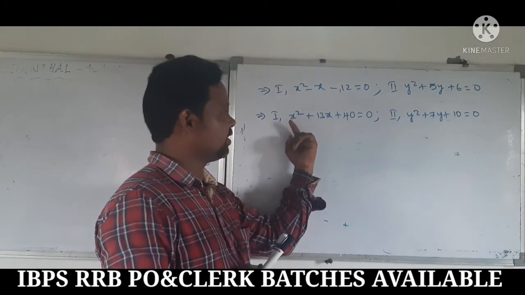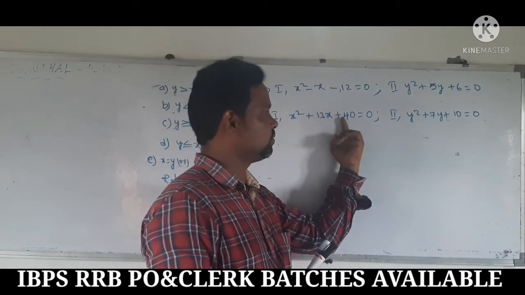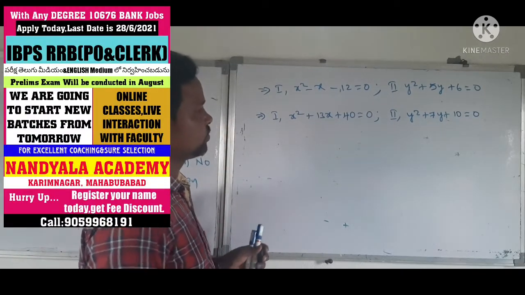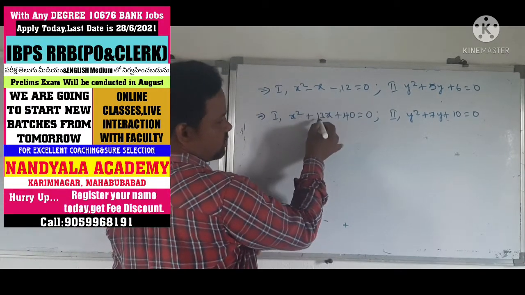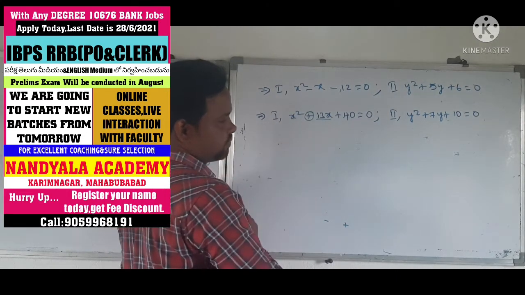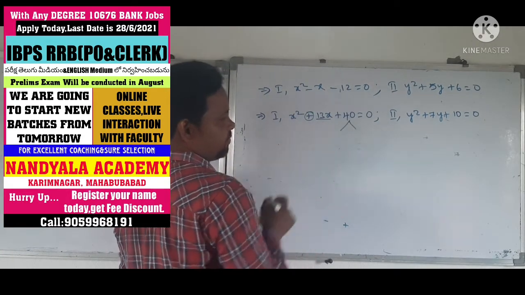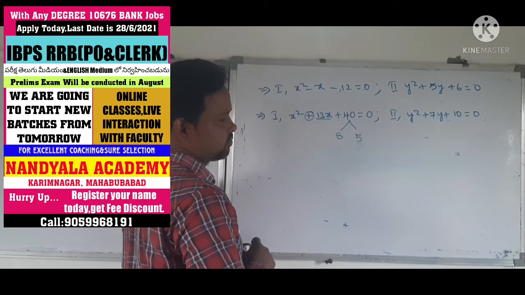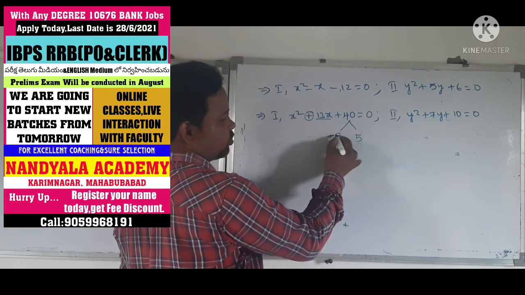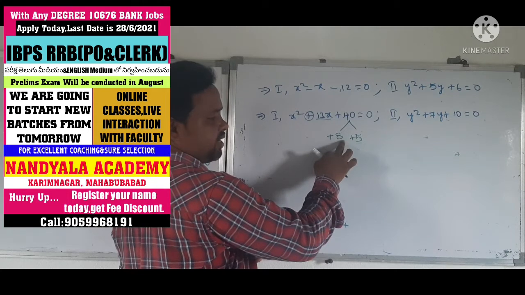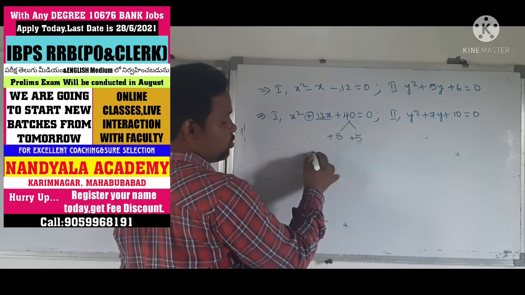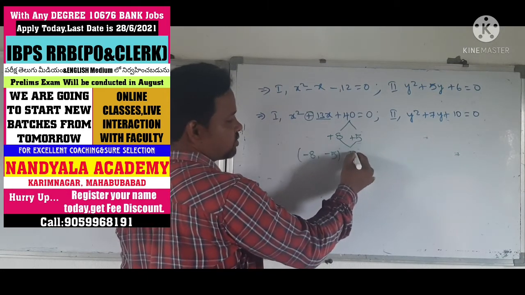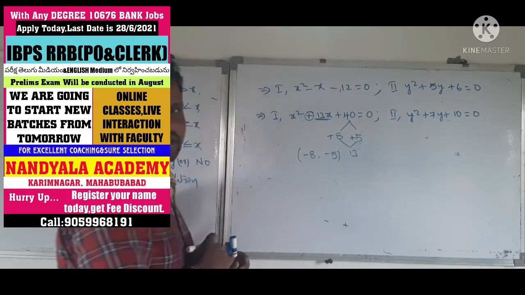Okay guys. Now when we come to x square plus 13x plus 40 is equal to 0, then y square plus 7y plus 10 is equal to 0. First observe here what is the sign of 13. Here it is plus. It means 40 is given. 40 means 8 into 5. It means our answer should be minus 8 comma minus 5. Why? Because 8 plus 5 gives 13.